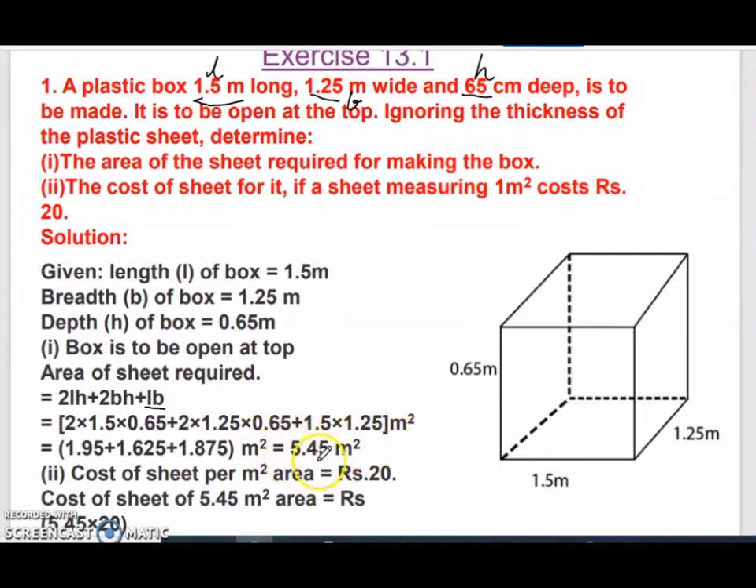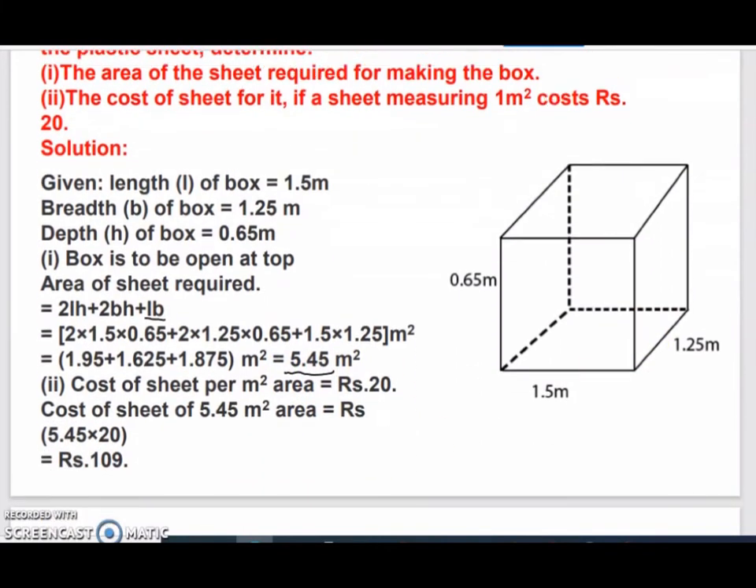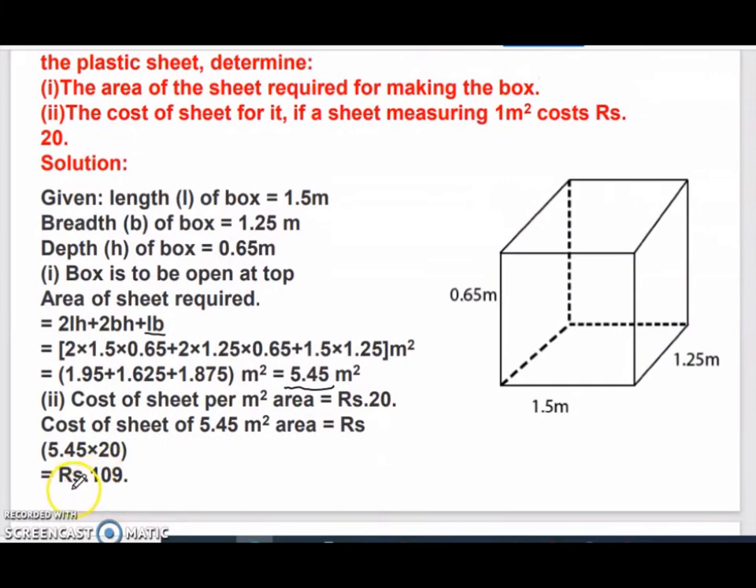So the area of plastic sheet will be coming as 5.45 meters square and cost is given for 1 meter square it is rupees 20. So for 5.45 meters square, it will be 20 multiplied by this area. So that will be the total cost, which is coming as rupees 109.